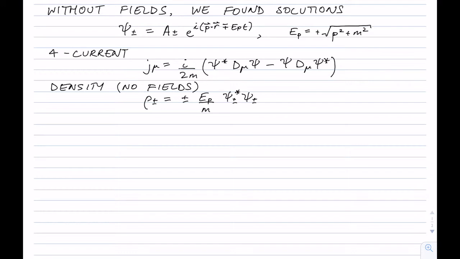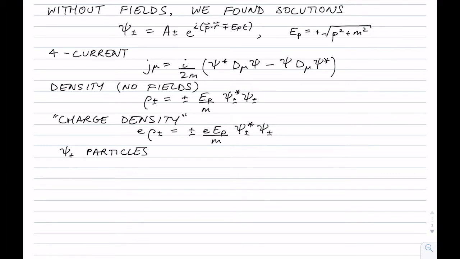If I start with this density, then in order to get a charge density, all I have to do is multiply this by the charge of the particle. So E could be positive or it could be negative. And E_p is the energy, which is defined to be positive, right? So what this means is that the psi plus particles have an effective charge plus E, but the psi minus particles have the charge minus E.